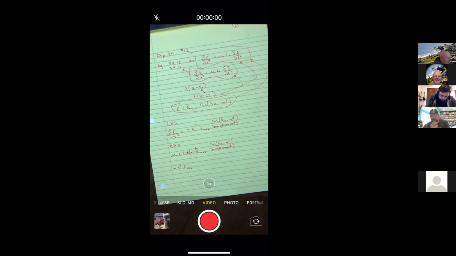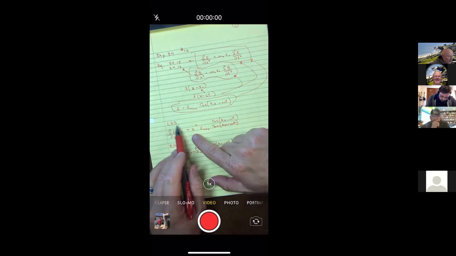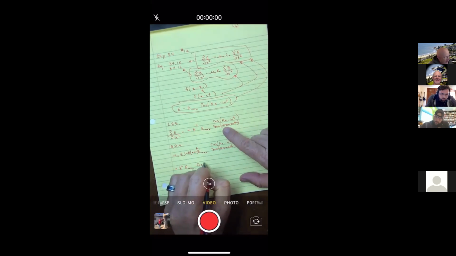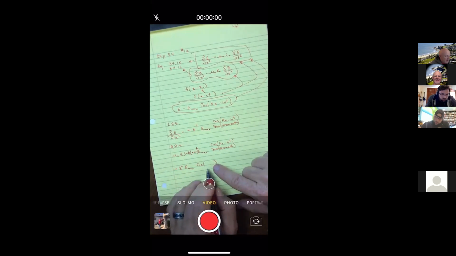Okay, so I'm going to write what I got for the left-hand side. I got the negative k squared E max, and then cosine, and I'll just save a little writing by saying it's cosine of gobbledygook.